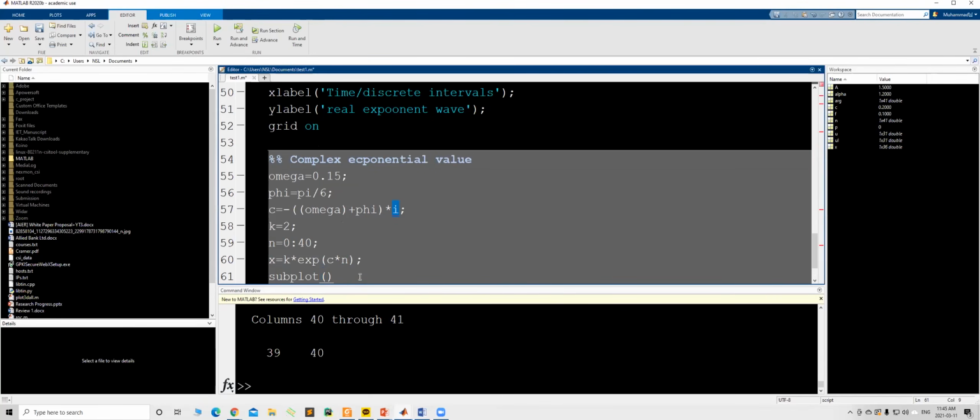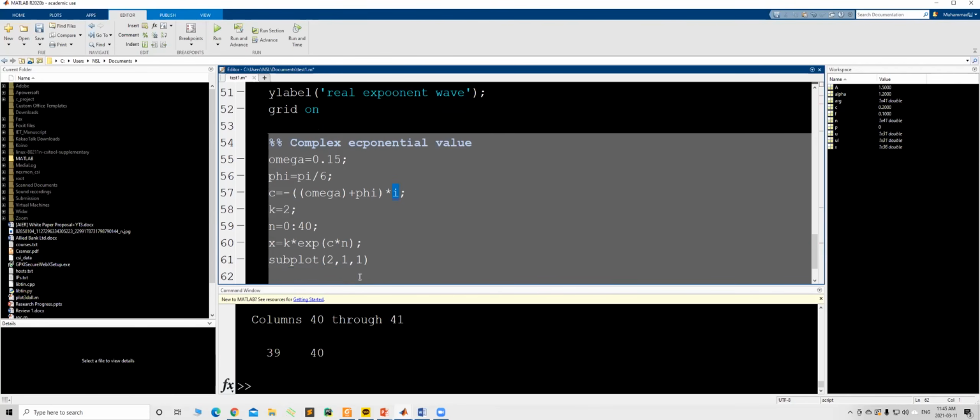And now let's say I will do the subplots. I want to have two rows and one column in the subplot, and the figure number first in the subplot. Then I will simply say stem, and the real part, for example, I will call it R, is equal to real of x. Since I is already used, I will call the imaginary part IMAG. Both real and imag are built-in functions.